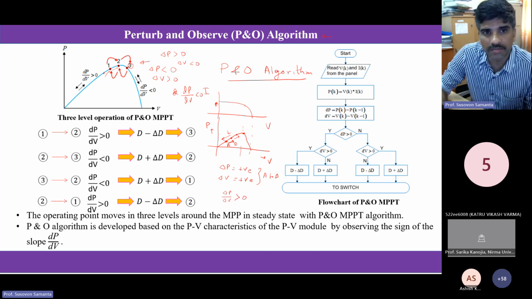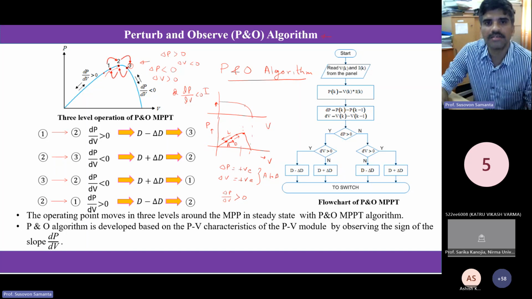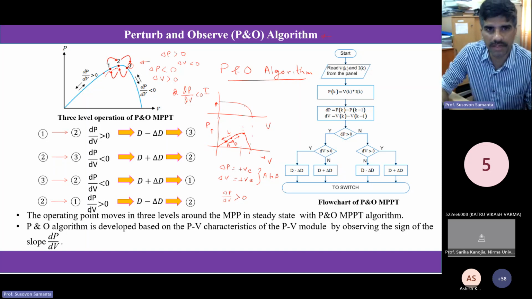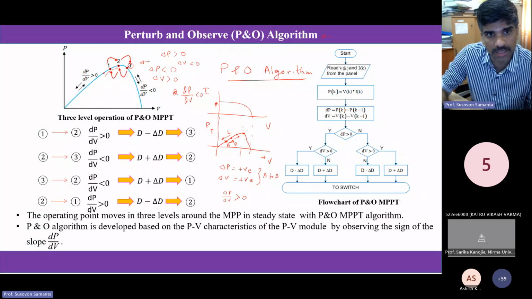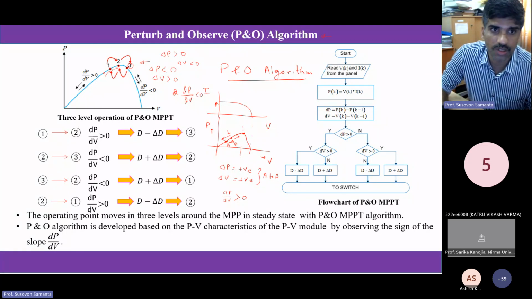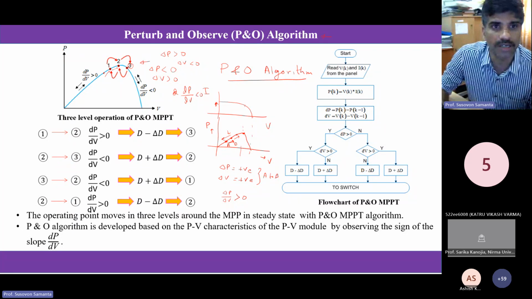So as per the algorithm, I should again decrease the panel voltage. So I will come back here. And now at this point 1, what is happening? Del P is less than 0 here and del V is less than 0. Both are negative, so I have a positive slope. So I should increase the panel voltage. So again, it will go to 2.